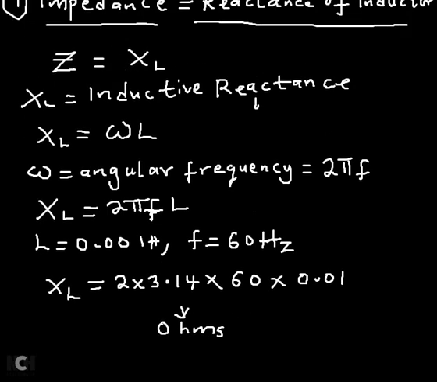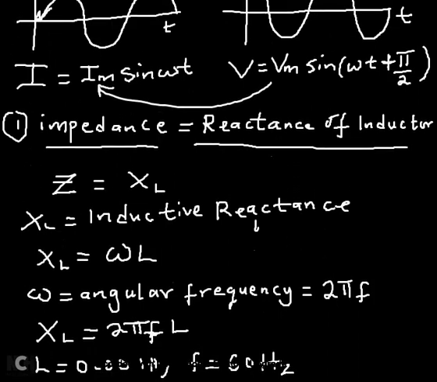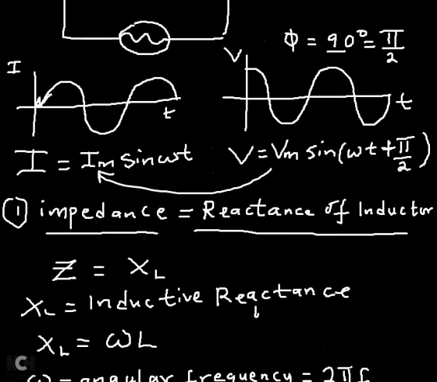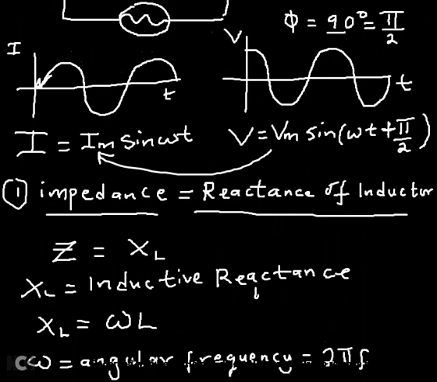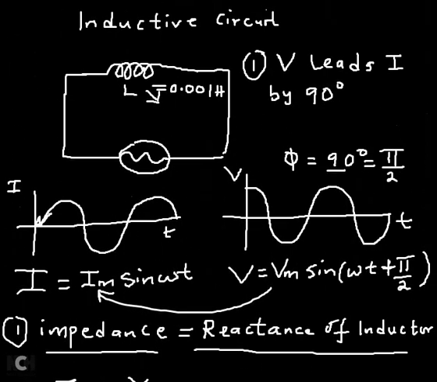Anything called opposition to the flow of current is measured in ohms, be it resistance, be it reactance, or even be it impedance, all of them are measured in ohms. So I hope that is well understood. Now let's move on. Let's look at the last component, which of course is that of a capacitor, capacitive reactance.